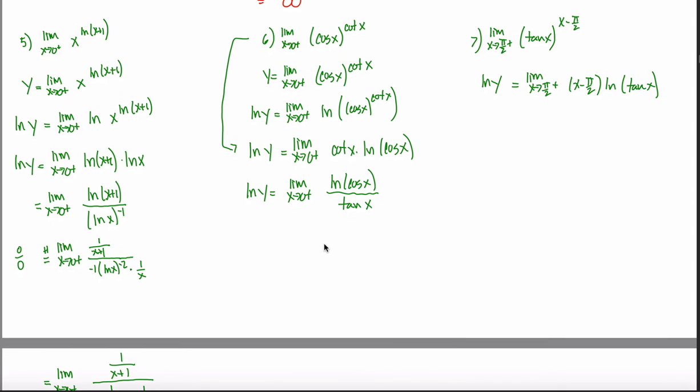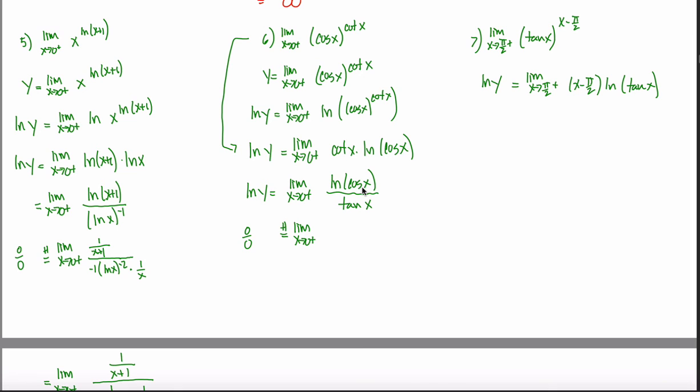Pretty good idea to double check, make sure that L'Hopital's rule really does apply here. The limit as x approaches 0 from the positive side. Cosine of 0, again, is 1. The natural log of 1 is 0. The tangent of 0, because tangent is sine over cosine, is also 0. This is the 0 over 0 type, which allows me to use L'Hopital's rule.